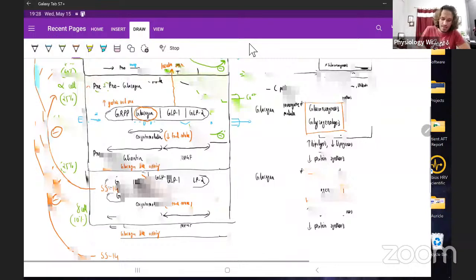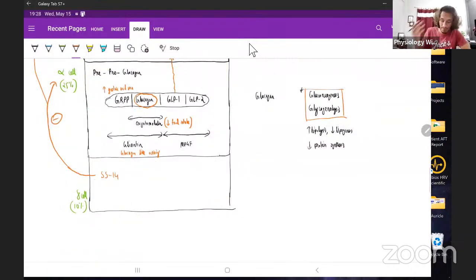Apart from that, it also has some other functions in your GIT. In the GIT, it generally reduces the motility. It reduces the secretory abilities as well as reduces absorption. So all of this is what it does in the GIT. So it's generally an inhibitory activity.